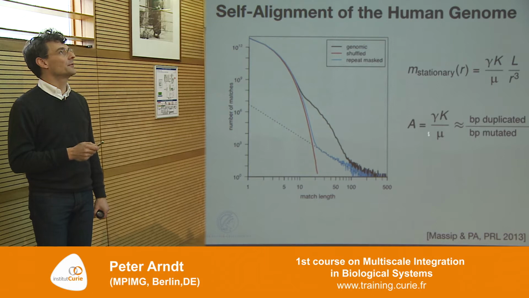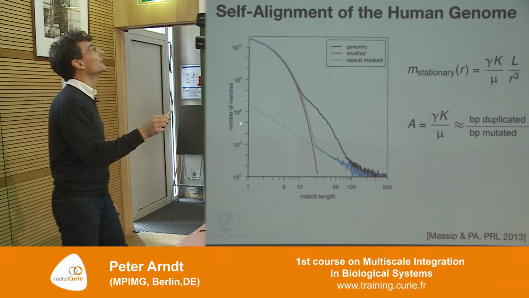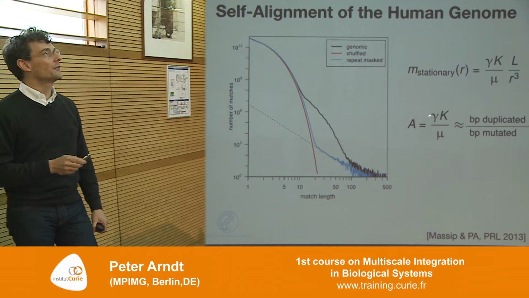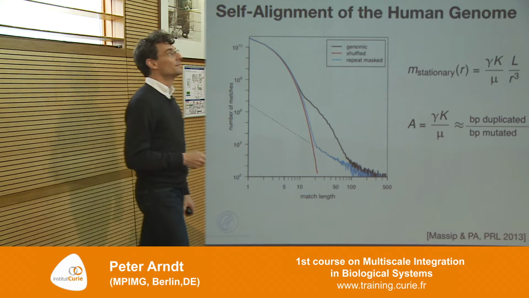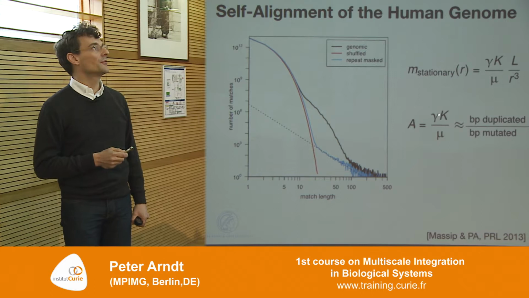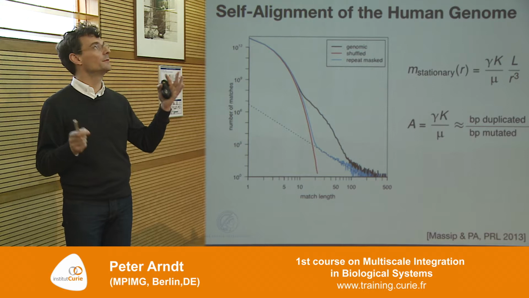This power law tail is on the y-axis, so to say, how high it is. Let's call gamma times k over mu A. In principle, we can think about this quantity as being the number of base pairs duplicated, because gamma is the duplication rate and k is the length of the duplicated segment, over the mutation rate, mu.